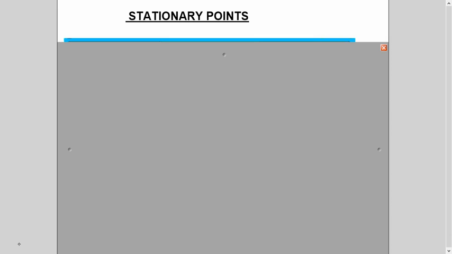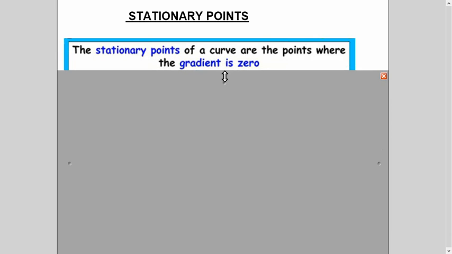Now the next point is the stationary point, which you need to understand. What is a stationary point? The stationary points of a curve are the points where the gradient is 0. Now we know gradient is basically the slope of the line we are talking about.